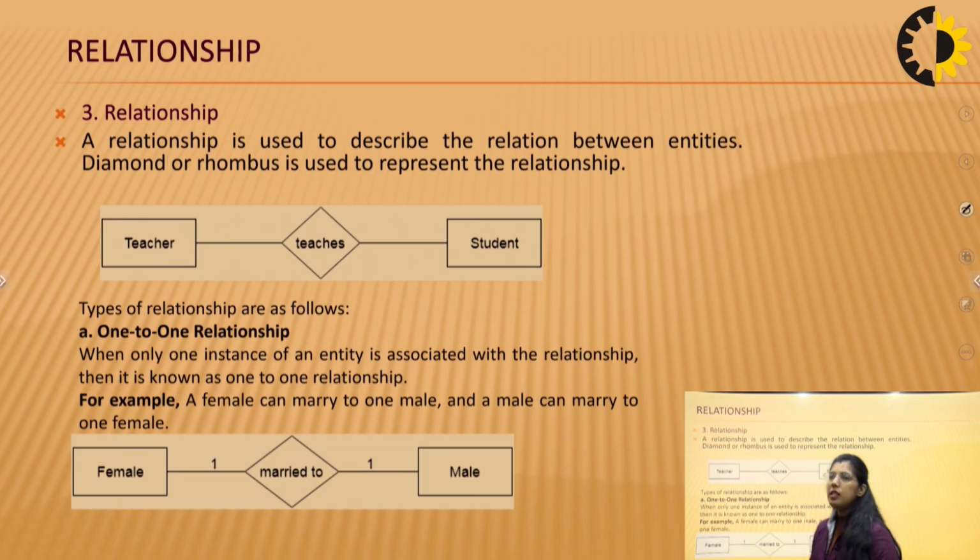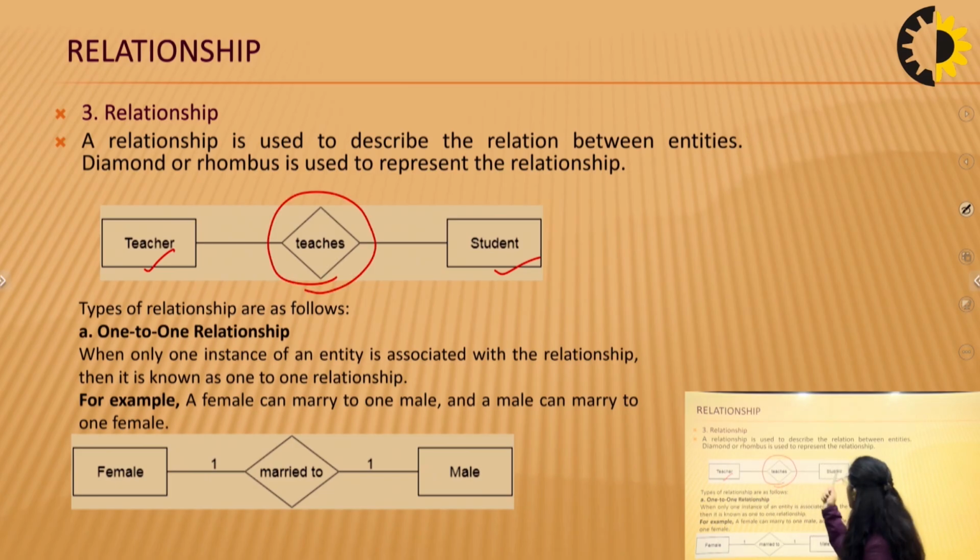Next is the topic relationship. A relationship is used to describe the relation between entities. Here, this is one of the entities and student is another entity. And these entities are combined or joined or connected using a relationship, that a teacher teaches student. Relationship is represented using a diamond or a rhombus.